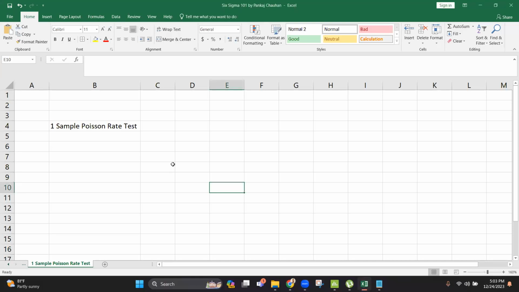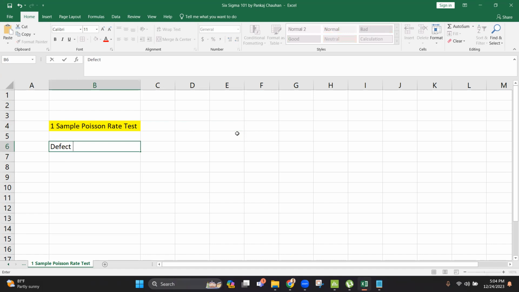Hey people, welcome back. In this session, we are going to learn how to perform the one sample Poisson rate test. This test we perform when we are looking for the defect rate.